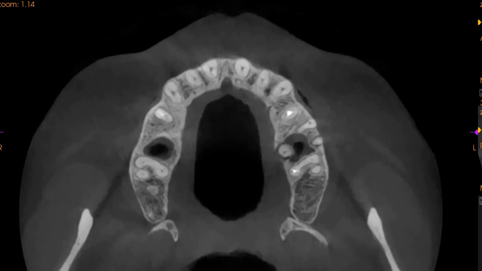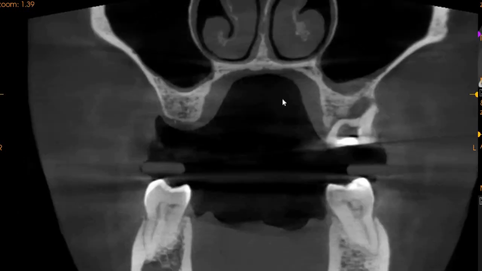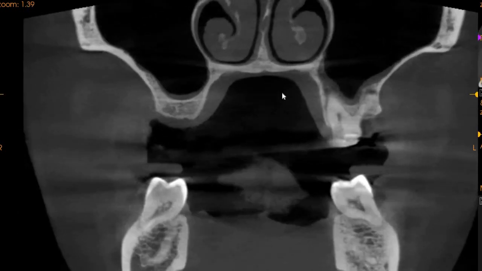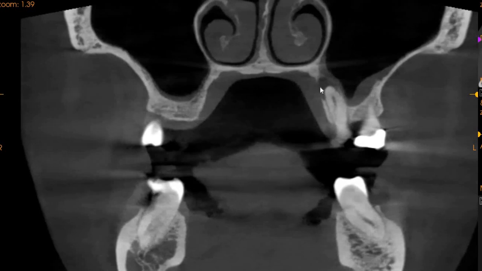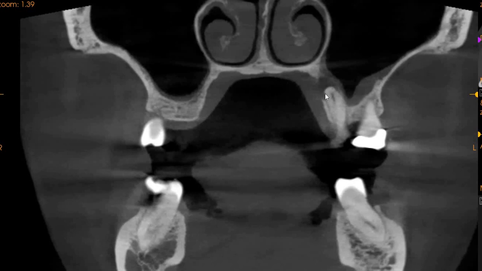The palatal bone also shows buccal cortical plate perforations. If we move to this section, here we can see that the palatal root is also associated. It is causing inflammation in the sinus. It is also perforated on the palatal aspect, and a sinus tract is probably visible intraorally clinically as well.